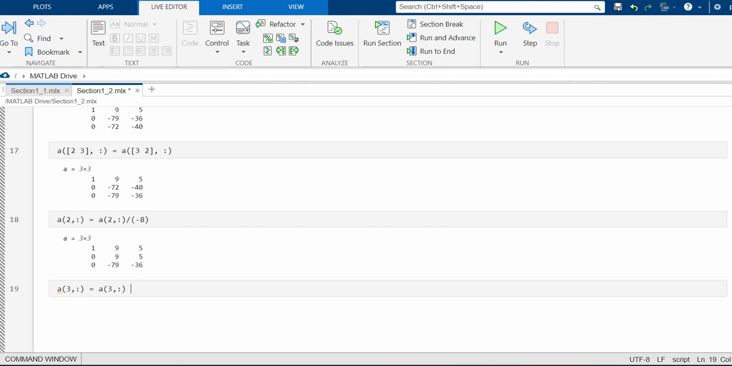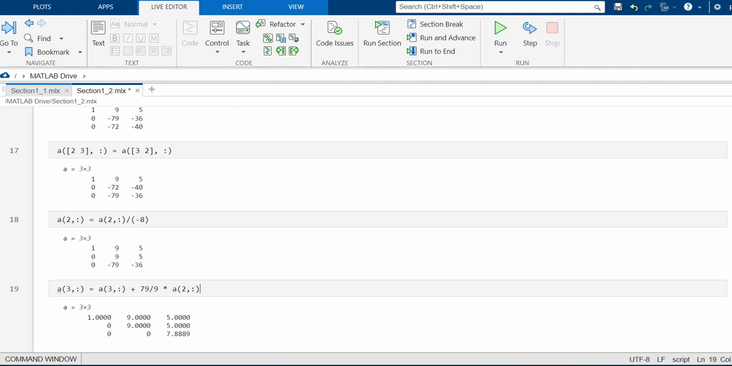So I think I need to do plus 79 ninths times, and which row is this? We're going to do row 2. So row 3 equals row 3 plus 79 ninths times row 2. Let me see if I got that right.